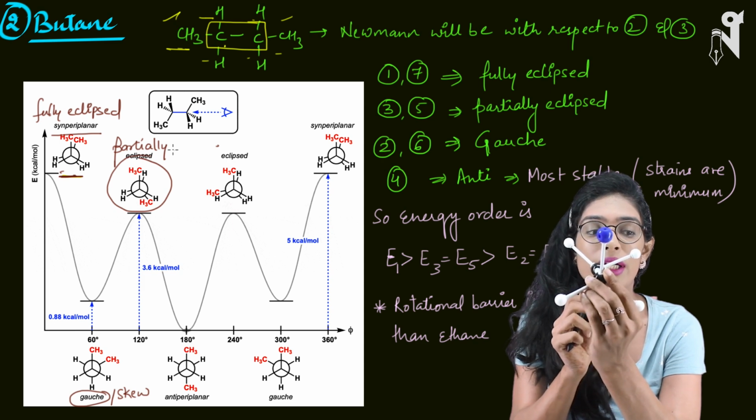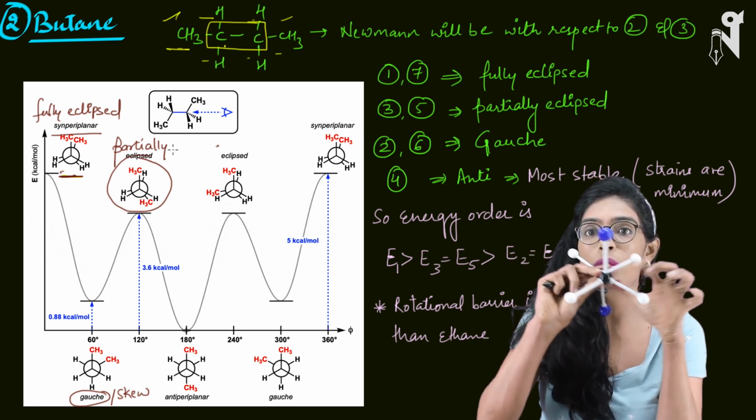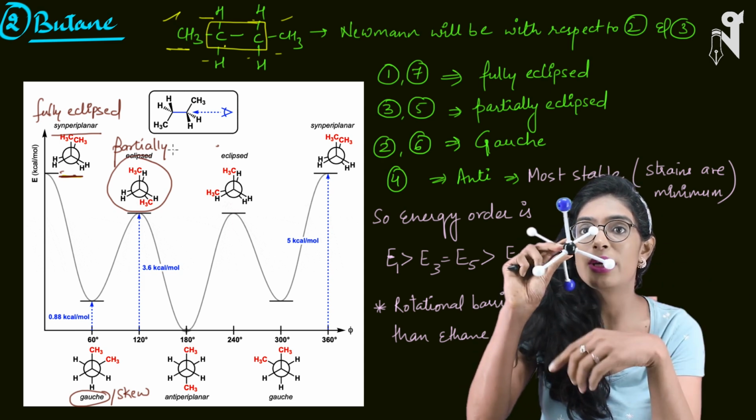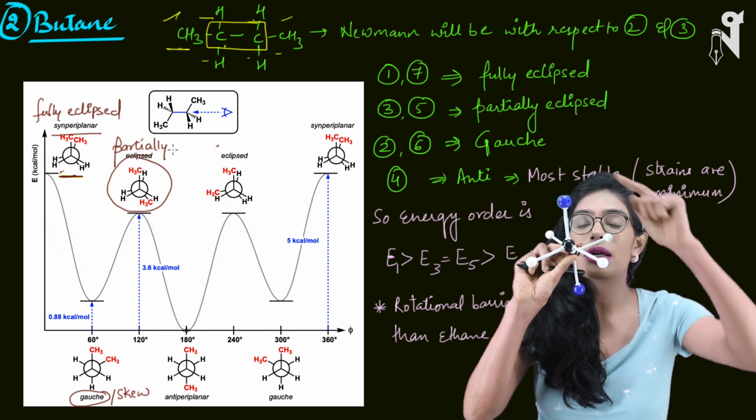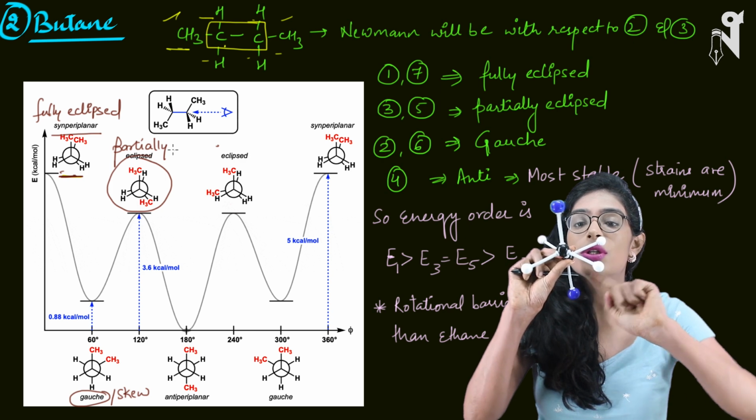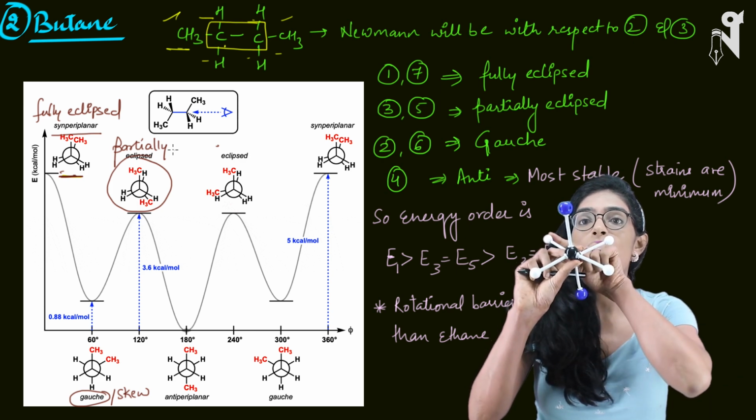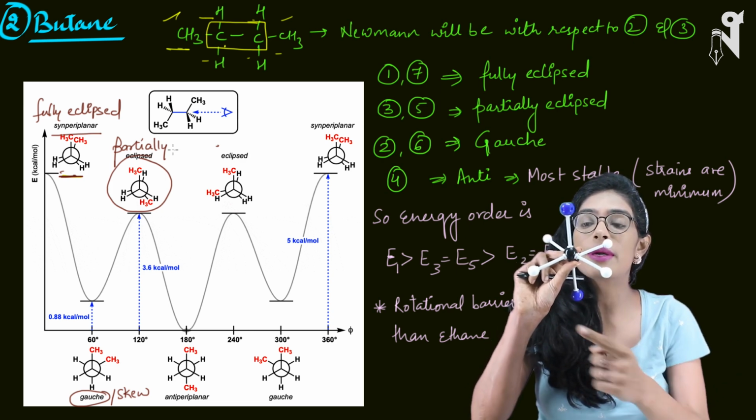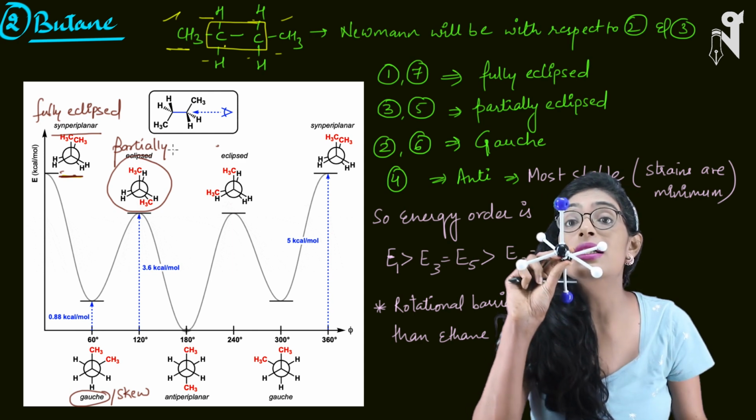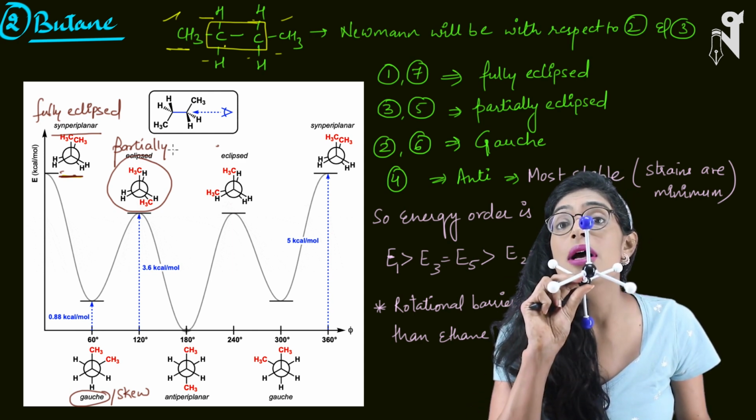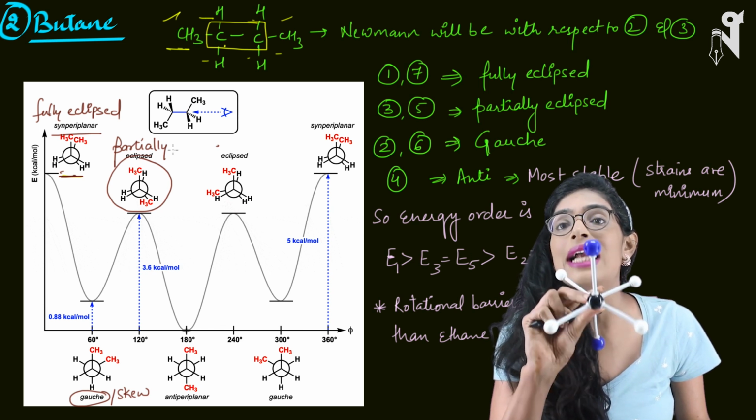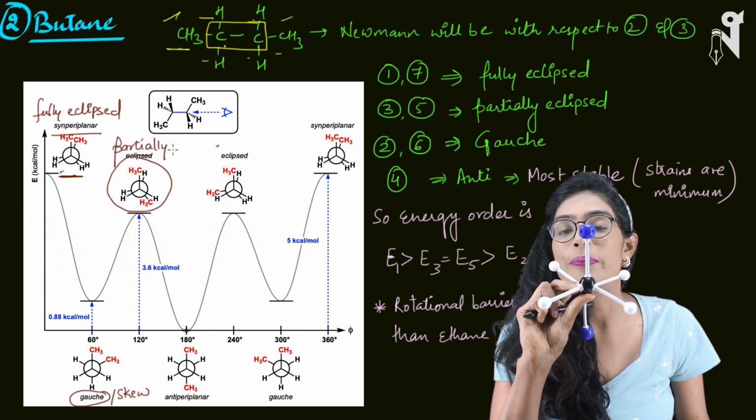So now the angle is 180 degrees, and look at it. Now look at this molecule. This is very important. Look at this molecule. CH3 and this CH3 are completely in the opposite direction with respect to each other. This hydrogen and this hydrogen are completely opposite to each other, and this hydrogen is also completely opposite. So basically the same groups are exactly opposite to each other.